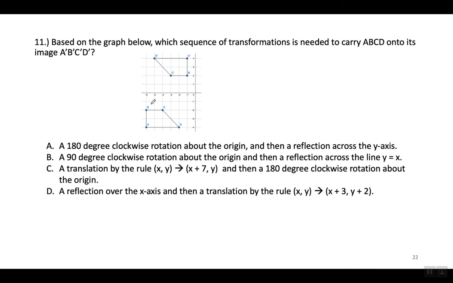I'm going to give you how you could visualize this without having to get the exact coordinates. Okay, so let's look at each one. Letter A says a 180 degree clockwise rotation about the origin. Alright, so here's the origin. The origin means 0, 0.